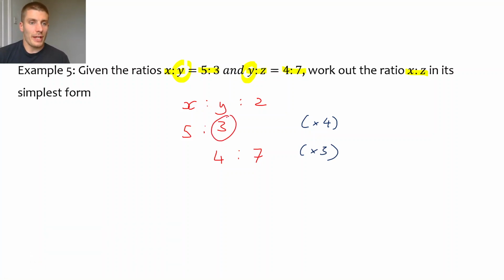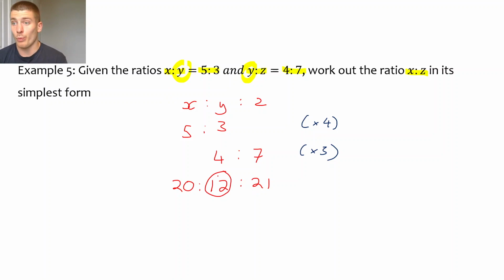So of course, 3 times 4 gives you 12. And 5 times 4 gives you 20 over here. And of course, down here, 4 times 3 gives you 12, so I'm just going to keep it like that. And 7 times 3 gives you 21. So now because you've got y being 12, you can compare what the ratio of y to x is and what y to z is.